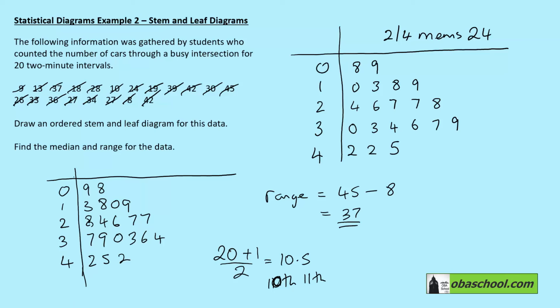So 1, 2, 3, 4, 5, 6, 7, 8, 9, 10, and 11. So we're in this gap here, halfway between 27 and 28. And so the median is 27.5.